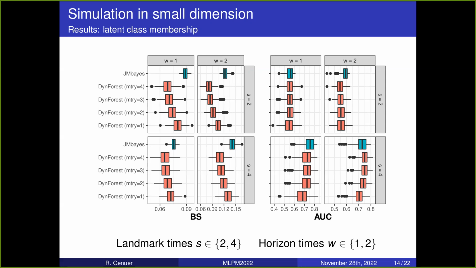So we are in small dimension, but in a complex relationship between inputs and output case. So it's kind of natural that we can do better than JMbayes.